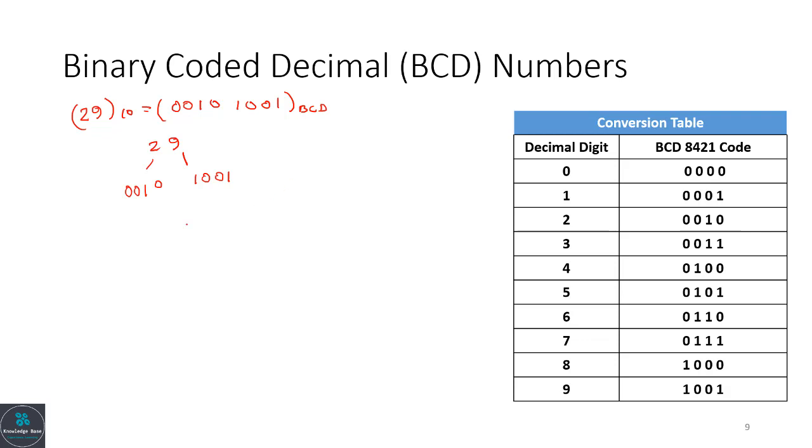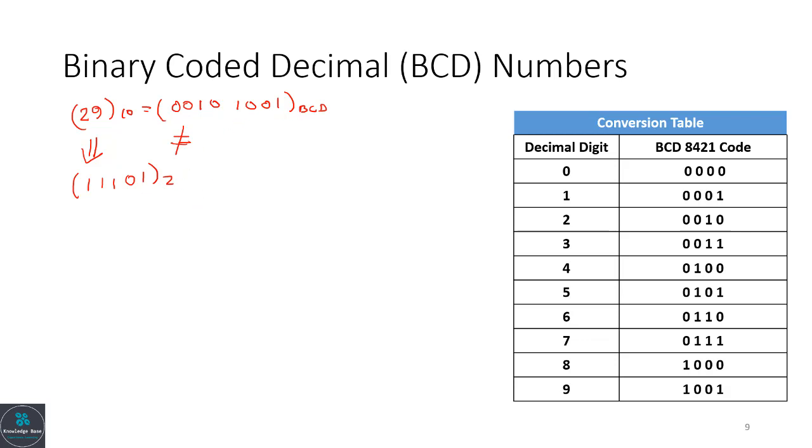Remember, BCD and binary are not the same. BCD is binary coded decimal, and if I convert it into its binary form, it will be different. So you can clearly see that these two are not the same, right? So do not confuse the BCD number with the binary number.